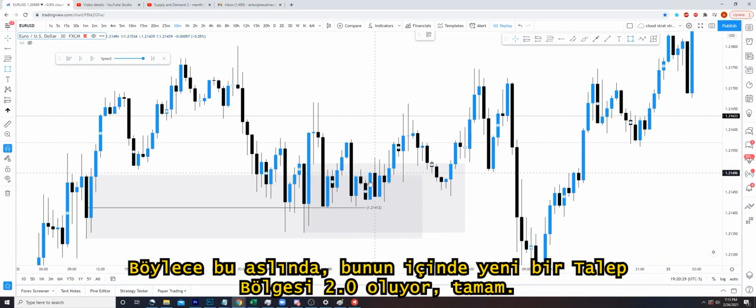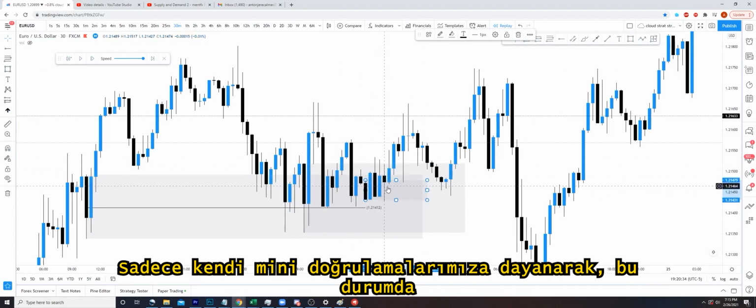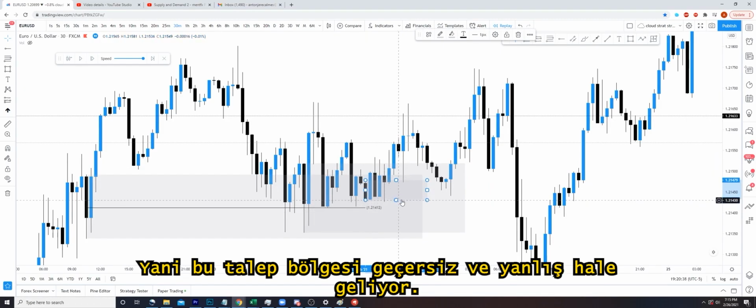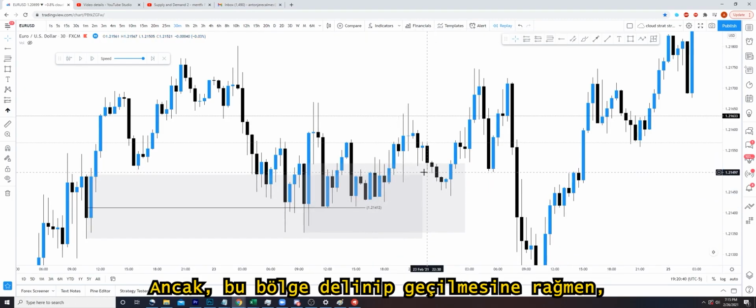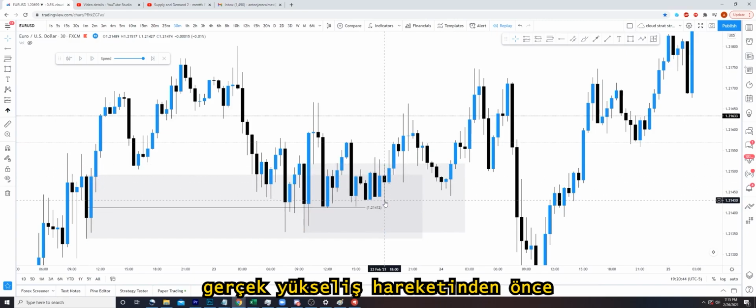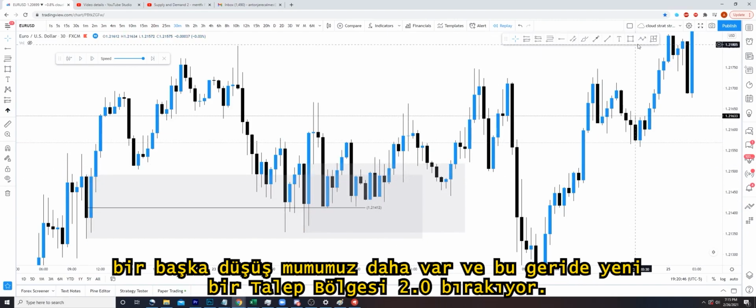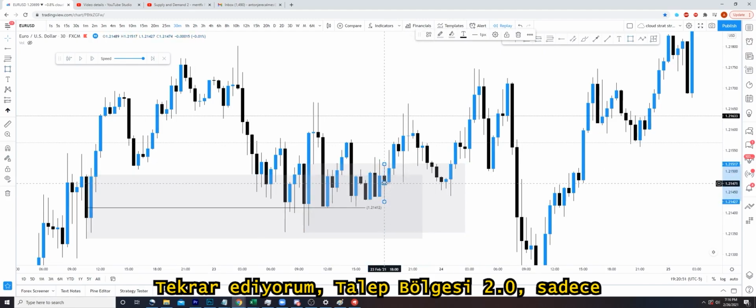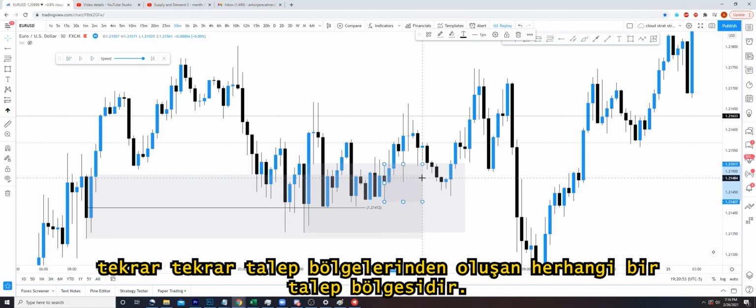So this actually becomes a new demand zone 2.0 within that. Okay, just based on our own mini validations, you can see that in this case, it actually gets wiped out. So this demand zone becomes invalid and wrong. However, despite that one getting traded through, we have another down candle before the real up move, leaving behind a new demand zone 2.0. So again, a demand zone 2.0 is just any demand zone that forms off demand zones over and over again.